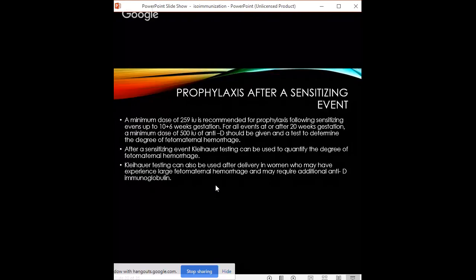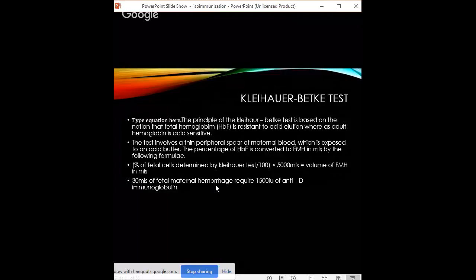So after a sensitizing event, they recommend that Kleihauer testing can be done to determine the degree of fetal maternal hemorrhage. It can be done via this or by flow cytometry. Kleihauer testing can also be used after delivery in a woman who may have experienced a large fetal maternal hemorrhage and may require additional anti-D immunoglobulins. I will be explaining the Kleihauer testing in this slide.